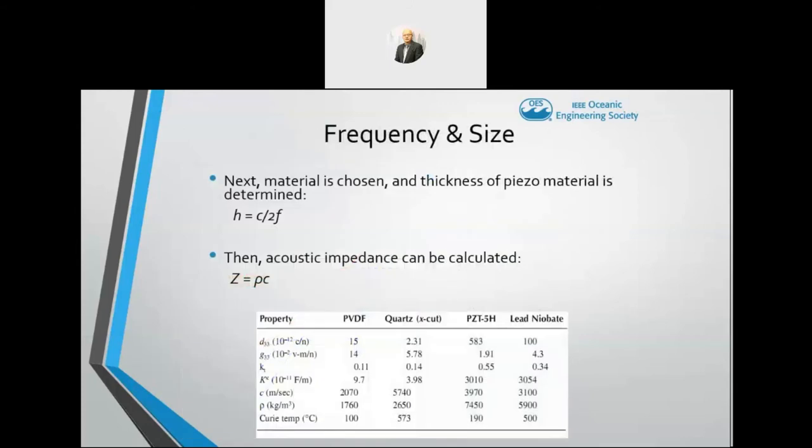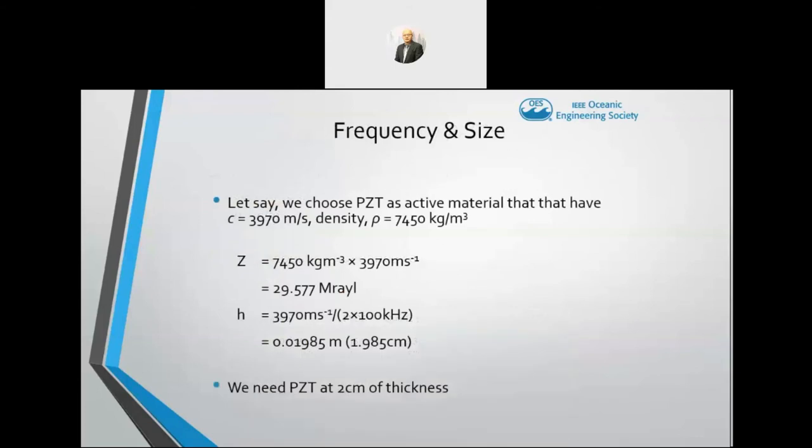The frequency will determine the size of the transducers. The rule of thumb is the thickness is half of the wavelength, which is the speed of sound over 2 times the frequency. Then we can calculate the acoustic impedance of the transducers using this simple equation. This is the density of your material, and this is the speed of sound inside the piezoelectric material. After that, we can choose what type of material might be suitable for your application.